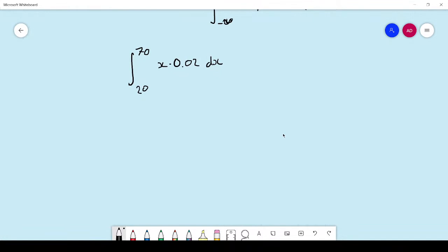Alright, so this is a pretty basic integral here. 0.02 times x, we should know how to do that one. We raise the power of x, so at the moment x is to the power of 1, so we'll raise that to the power of 2, and then we'll divide by that new power. So it should be 0.02 x squared, and we divide by the new power 2. And that's between 20 and 70. So let's go ahead and simplify that a little bit.